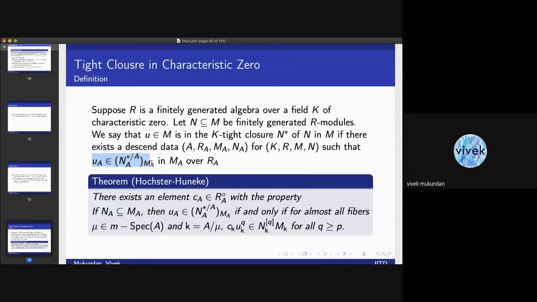Remember that if you go to the fibers, they become characteristic P, then you can use the usual tight closure definition. But they actually show that you can find just one cA such that cA u^q is contained in Nk^[q], for all q bigger than or equal to q0, again for almost all fibers. And they also show that the descent is actually independent. You don't really have to worry about the descent. You can work with any descent you like. And it's also true that most of the tight closure properties which you have for rings and ideals are also true in characteristic 0.